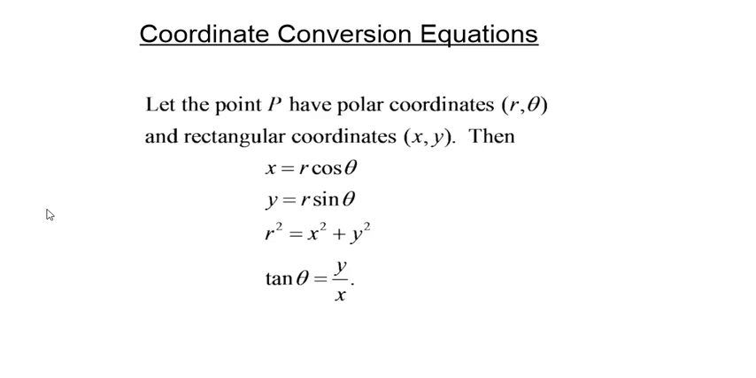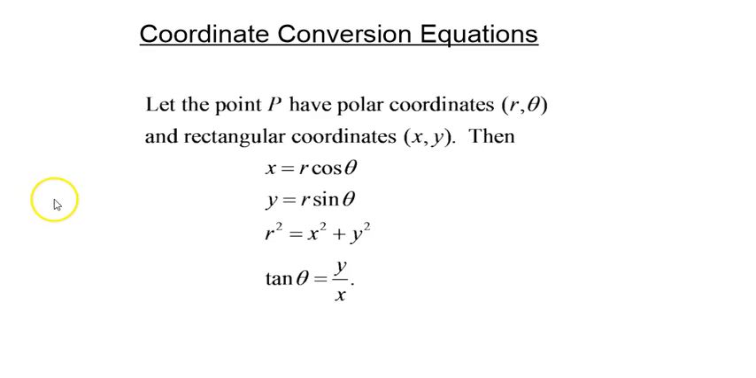conversions. So if we let the point P have polar coordinates r, theta, and rectangular coordinates x, y, then these following equations have to be true. x is equal to r times the cosine of theta, y is equal to r times the sine of theta, r squared equals x squared plus y squared, and tangent theta is equal to y over x. So I would write down these 4 equations.